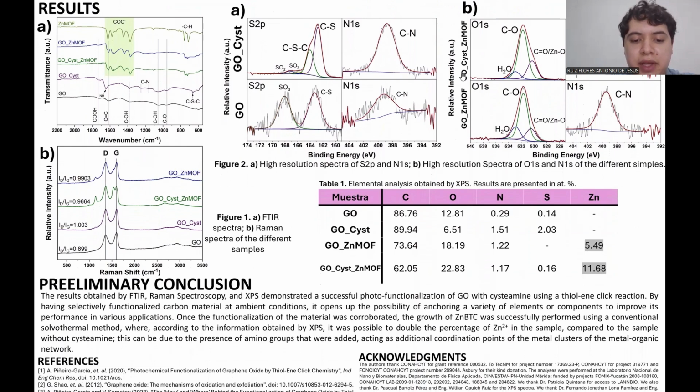Furthermore, the atomic percent of zinc in the sample graphene oxide cysteamine zinc metal-organic framework reaches 11.68%, compared to 5.49% in the sample without cysteamine. This can be attributed to the added coordination points in the graphene oxide cysteamine sample.